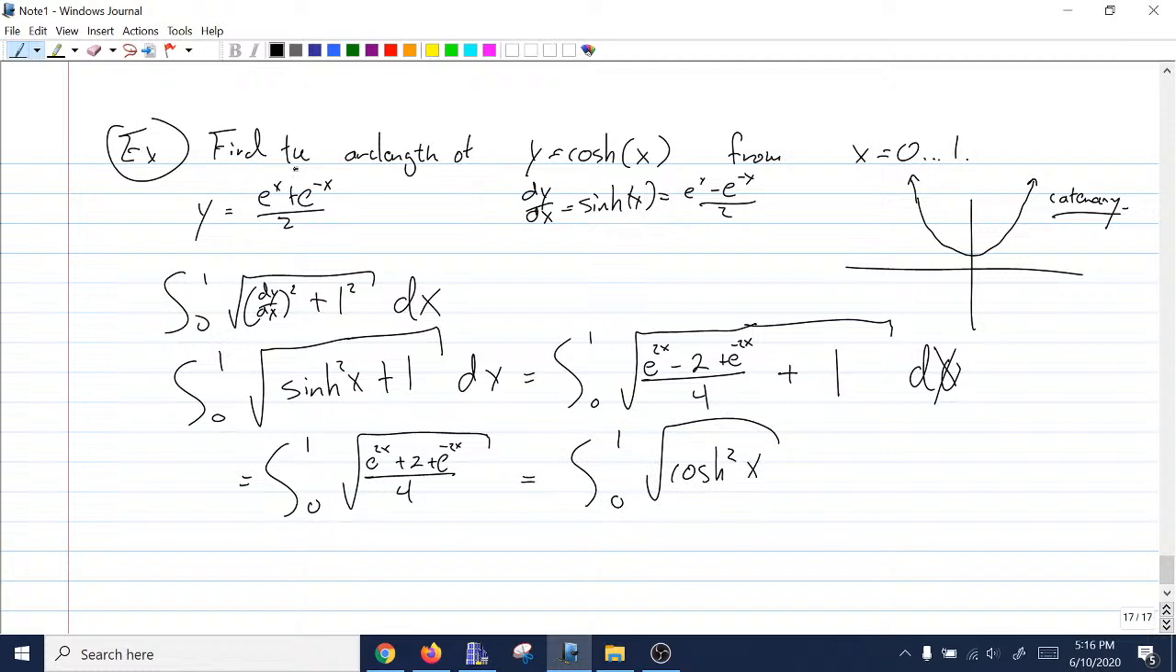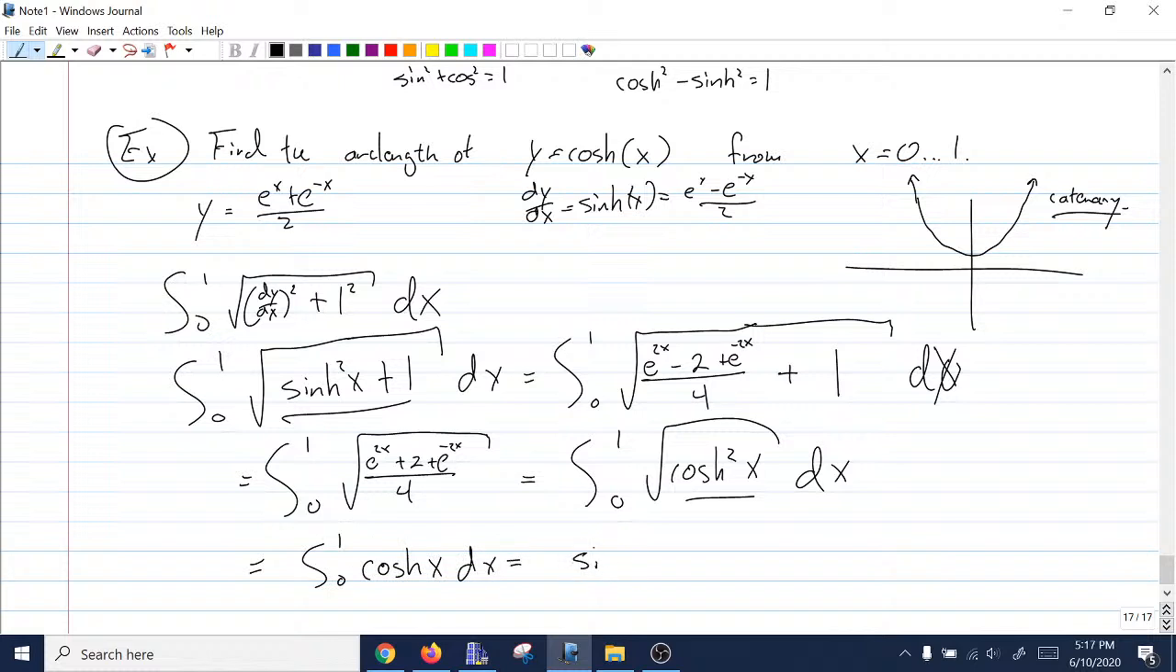We mentioned this when we first defined cosh and sinh in the first few days of class. The regular Pythagorean identity is sine squared plus cosine squared equals 1. The hyperbolic version of that is cosh squared minus sinh squared equals 1. So if I move the sinh squared over, this sinh squared plus 1 becomes a cosh squared. Cosh is positive, so the square root of its square is just cosh.